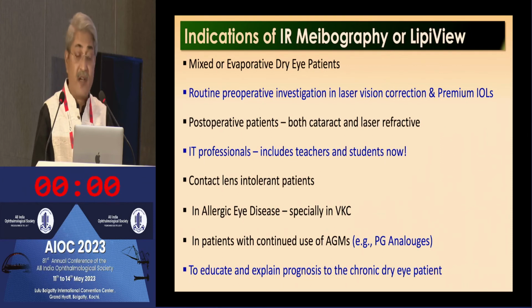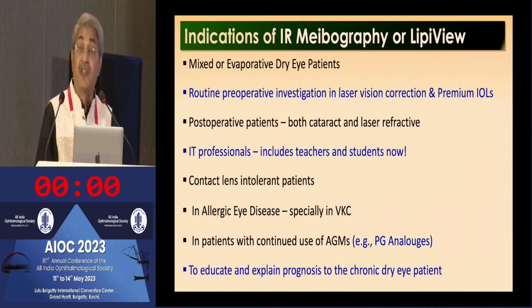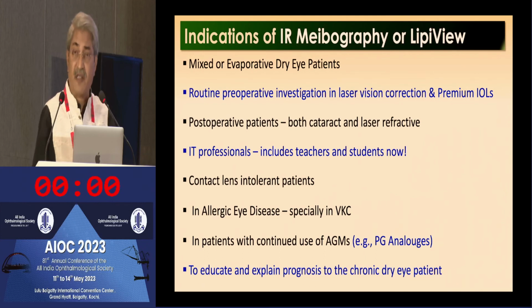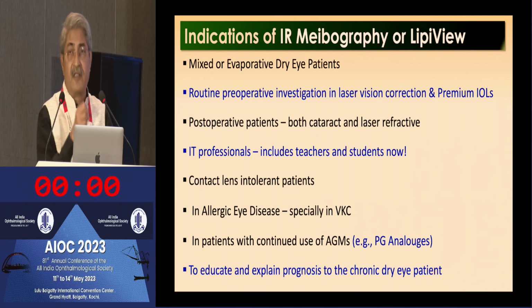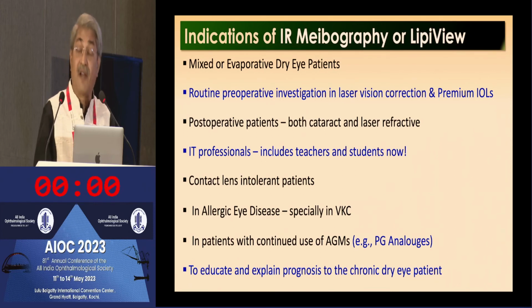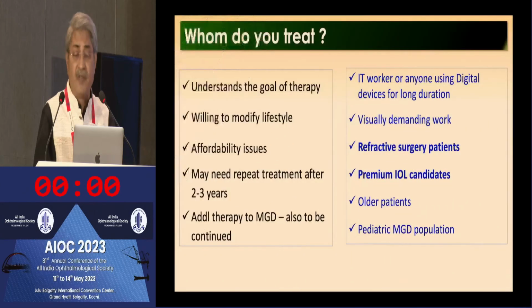contact lens intolerant patients, allergic eye diseases, especially VKC, we are doing one study. In patients on continued anti-glaucoma medications, especially with PG analogs for 2-3 years, then you have to go for it, because PG analogs destroy the meibomian glands. On the other hand, we know that beta blockers destroy the mucin goblet cells. It is also a very good teaching tool to educate and explain the prognosis to the dry eye patient. The patient will understand.